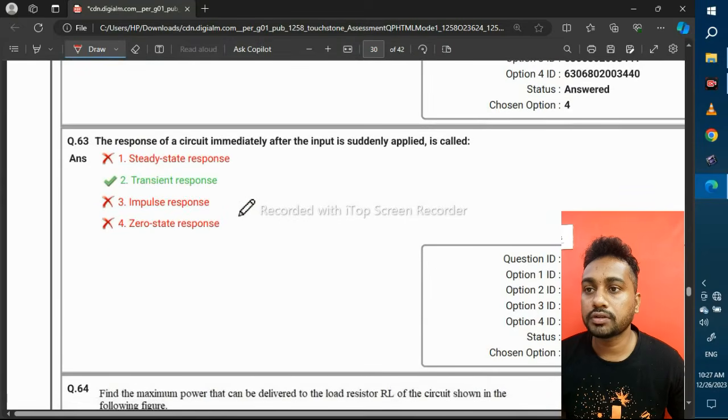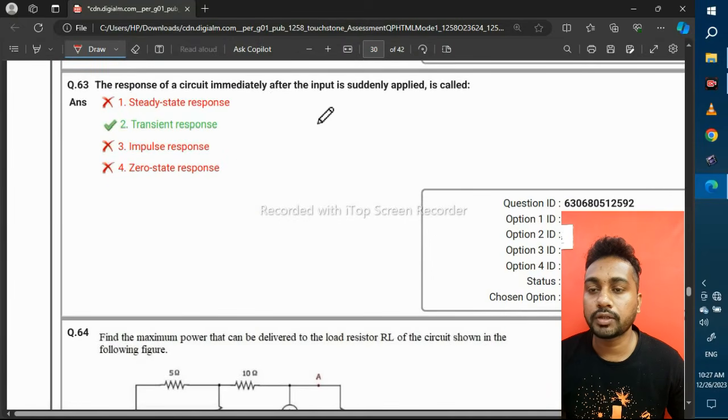The response of a circuit immediately after the input is suddenly applied is called transient response. Okay, this is what? Transient response.